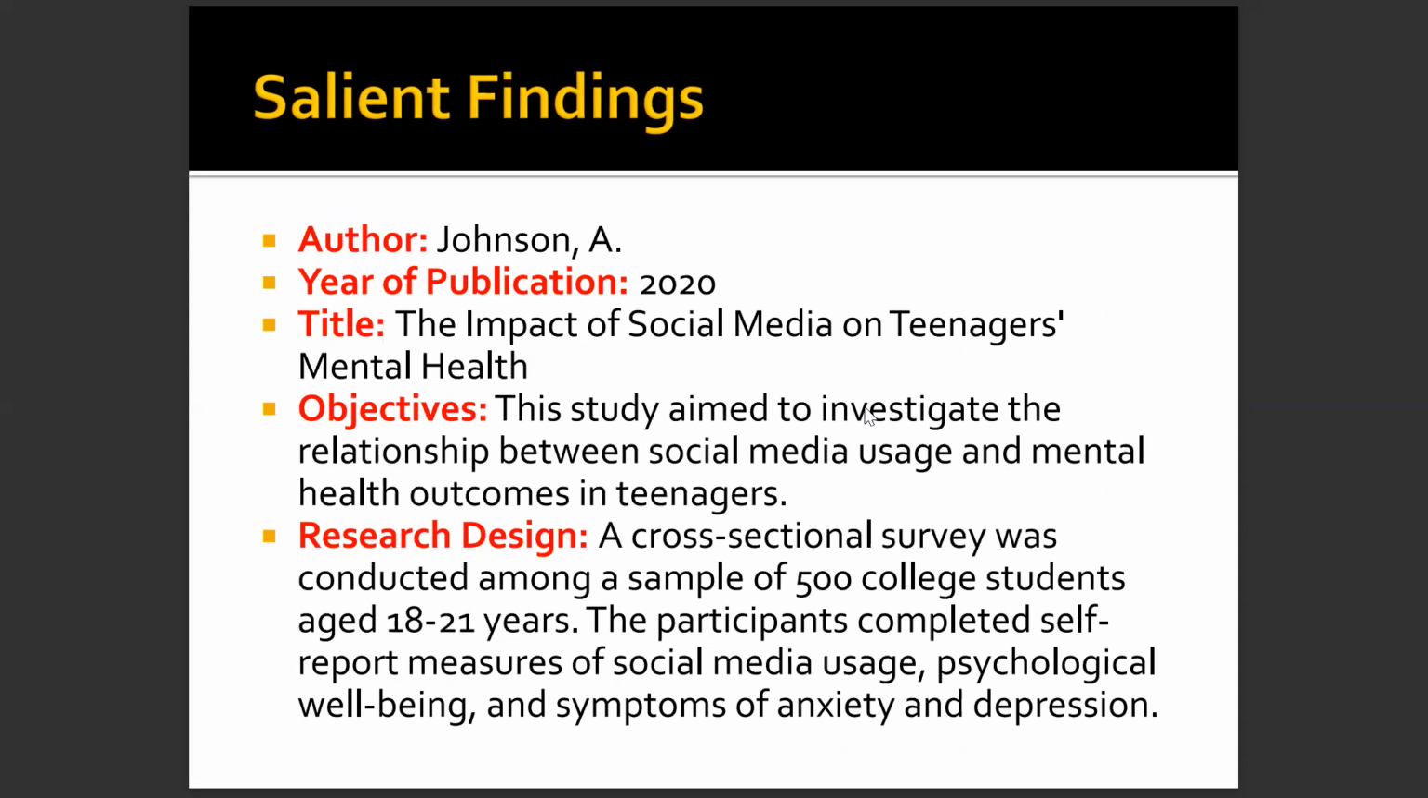Author would be Johnson A. Year of publication 2020. The title of the study is The Impact of Social Media on Teenagers' Mental Health. The objectives of the study: this study aimed to investigate the relationship between social media usage and mental health outcomes in teenagers. The research design: a cross-sectional survey was conducted among a sample of 500 college students aged 18 to 21 years. The participants completed self-report measures on social media usage, psychological well-being, and symptoms of anxiety and depression.